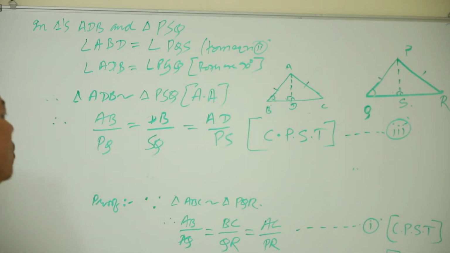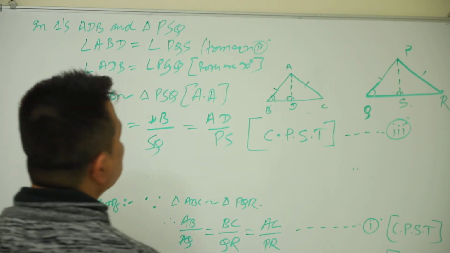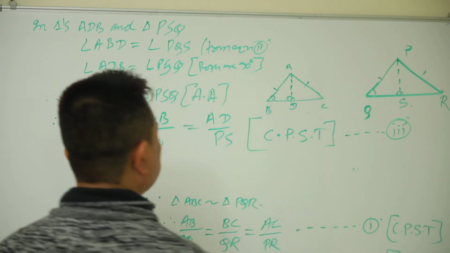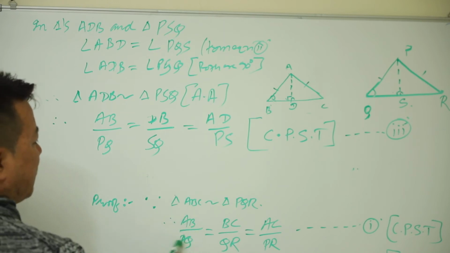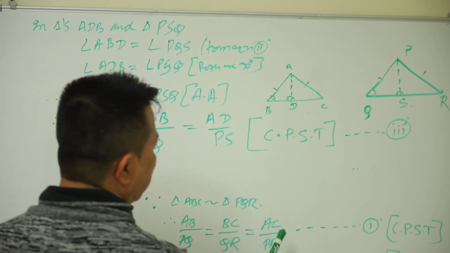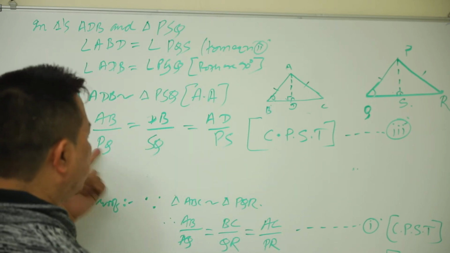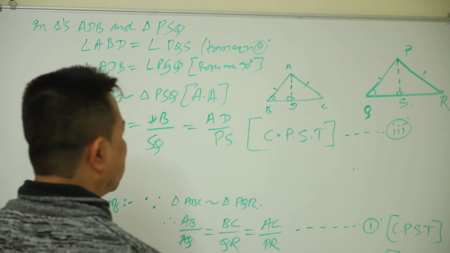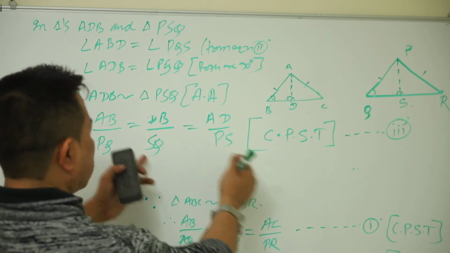So we have got equation number 1, equation number 2 and equation number 3. So what we can write now from equation number 1 and 3. What is in equation number 1? AB by PQ is equal to BC by QR is equal to AC by PR. And equation number 3: AB by PQ, same AB by PQ, DB by SQ is equal to AD by PS.